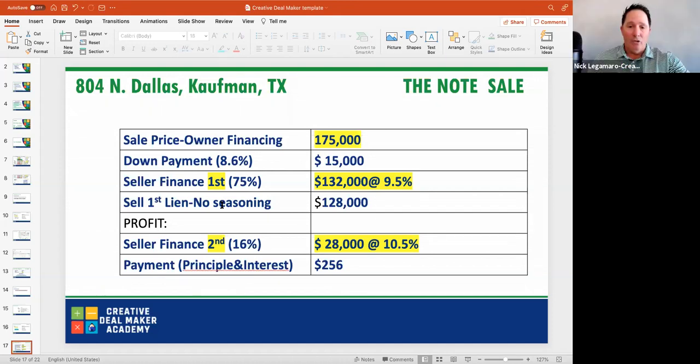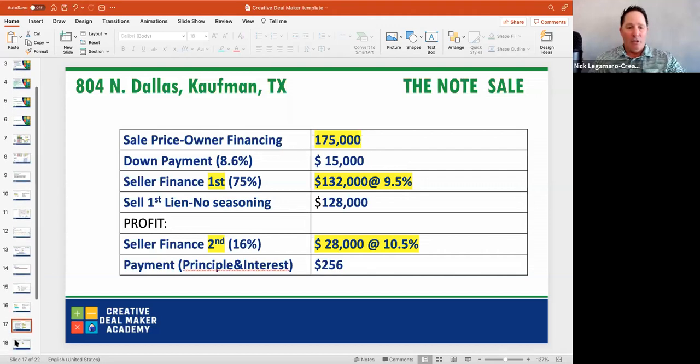So what we're going to do is strip out all the cost, and then what we want to be left with is the profit on the deal. Well, the profit on this deal is a free and clear second lien at $28,000 at a 10.5% interest rate. The payment on that for principal and interest is $256. And then we also made cash on this deal. I'm going to go to the next screen and talk about what that looked like.